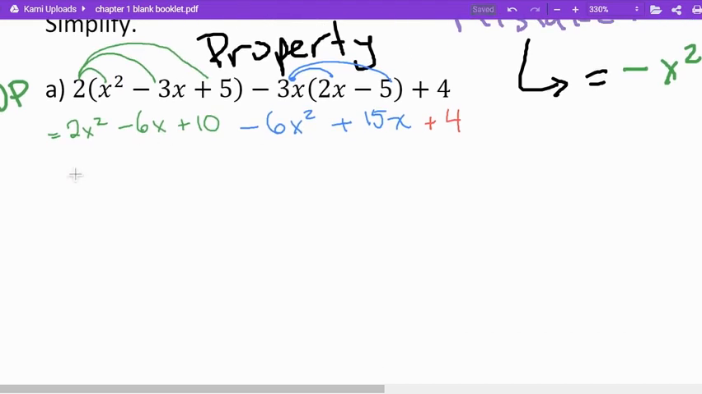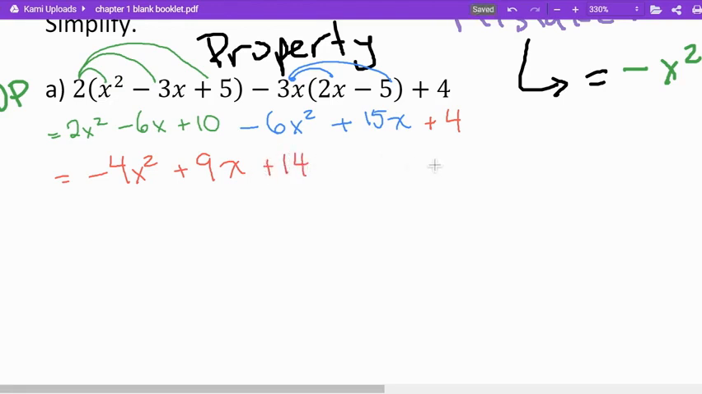All right. And then we collect like terms. And what I really liked in your diagnostic is that you understand the order of terms. So you put the highest exponent first and then the exponent lowers, right? So we'll have the x squareds first. So 2x squared minus 6x, we've got negative 4x squared, negative 6 plus 15. What is it? Do it in your head. Negative 6 plus 15. Good. Positive 9x, 10 plus 4, 14.